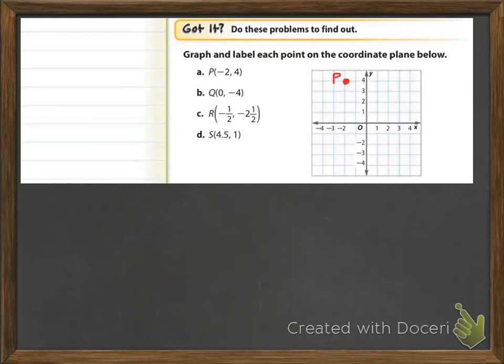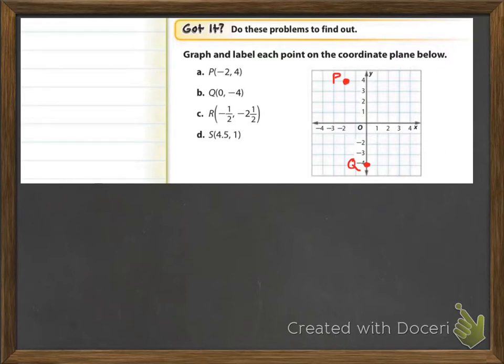Okay, so now for Q, it should be 0, so that means you don't go to the right or left at all, and then -4, so you're just going to go down 4, which would be right here. The next one is going to be negative, oh, and sorry, that was Q, so we want to label that with Q.